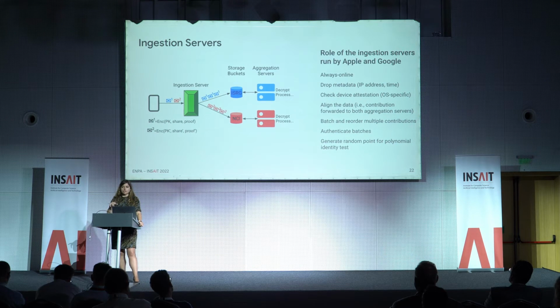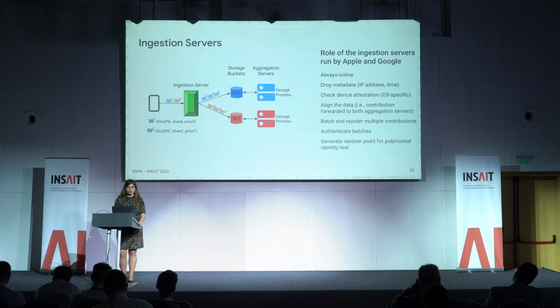So this ingestion server will receive the encrypted data, it will batch contributions and then shuffle them and send them to the two aggregators. One other purpose that this ingestion server served was that it was generating the randomness that was needed for the distributed verification of the zero-knowledge proofs for the validity of the inputs. In particular, these ingestion servers were generating the random points for the polynomial identity tests that were involved in these zero-knowledge proofs.